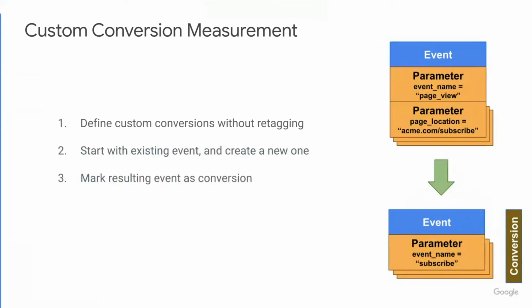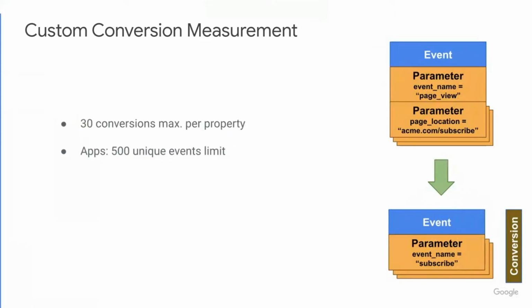A couple things to note about this feature. First off, there's a 30 conversions max limit per property, so you'll want to make sure to stay within that. And secondly, for apps users, there's a 500 unique events limit per property. So once again, you'll want to make sure that you're staying well within these limits as you're using this feature.